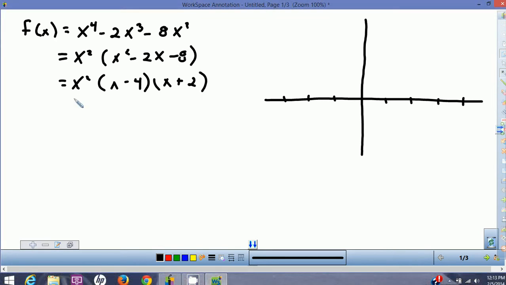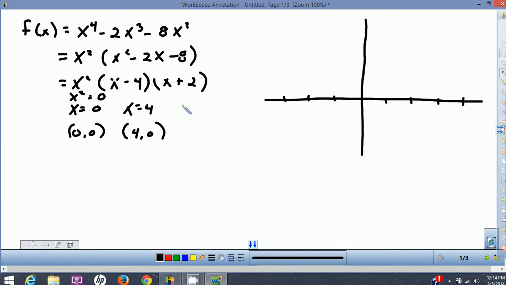Which gives me x squared is equal to 0. So if x squared is equal to 0, what's x got to be? Well, x is equal to 0. So I have my first x-intercept, which is 0, 0. I also know that x minus 4 is equal to 0, which means x is equal to 4. So my second x-intercept is 4, 0. And my third factor, x plus 2 equals 0, gives me x equals negative 2. So I have an x-intercept at negative 2, 0.